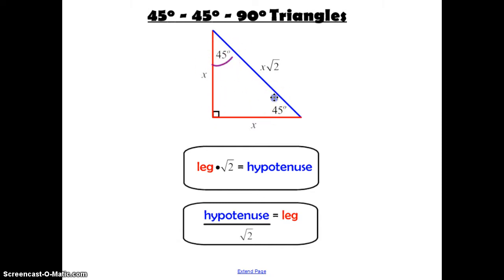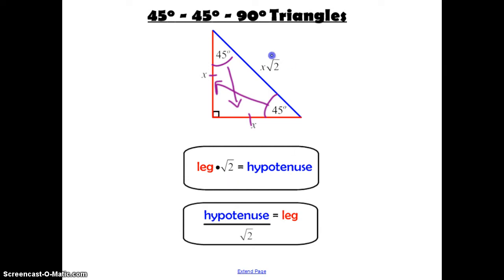The isosceles triangle theorem tells us that if you have two congruent angles, then the sides that are opposite from them are also going to be congruent. So this leg and this leg are congruent. This side, the hypotenuse: to find that one, if you go from the leg to the hypotenuse, we're going to multiply by the square root of 2. So here you have leg times the square root of 2 equals the hypotenuse.